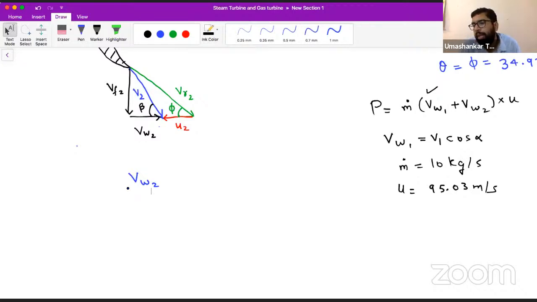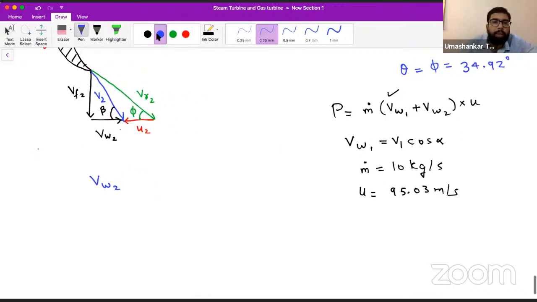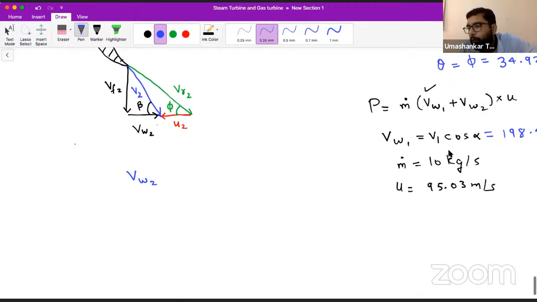VW2, we can calculate VW2. Yash, I think your answer is not correct. Please cross check. So this V1 cos alpha, we can definitely place the values, and it is coming out to be 198.44. This is VW1. Yash, you are telling me VW2, that is what I am telling, is not correct.